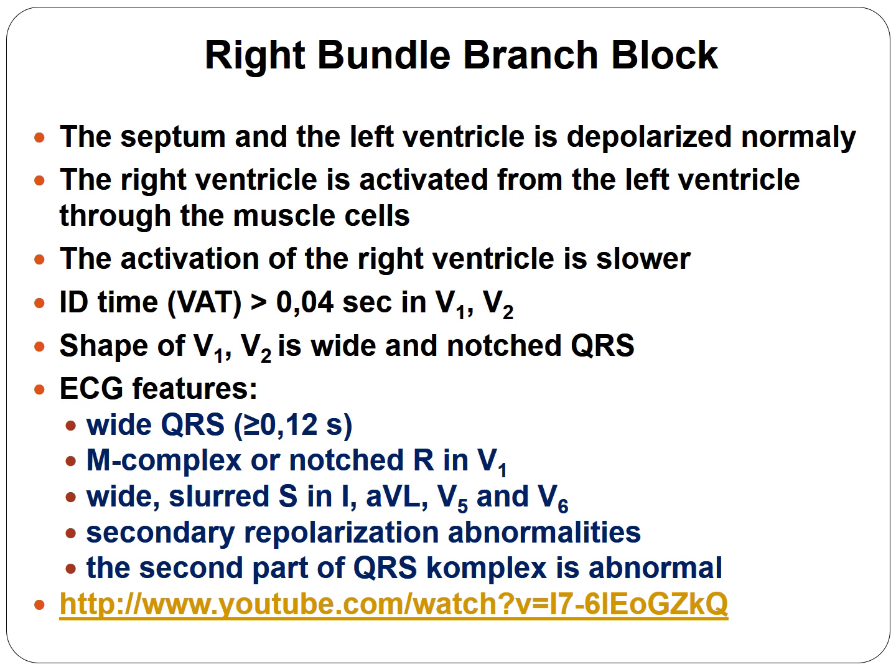Right bundle branch block: when we have this block, the septum and the left ventricle depolarization is normal. The right ventricle is activated from the left ventricle through the muscle. The activation of the right ventricle is slower. This is why the ID time, or ventricle activation time, is longer in V1 or V2. The shape of V1 and V2 is wide; the QRS shape is wide and notched.